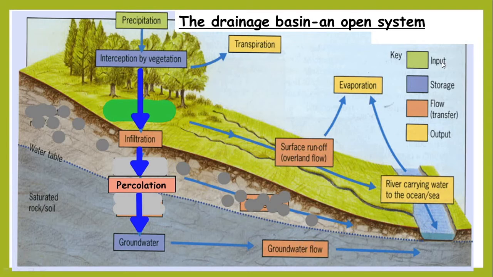Just like they've done here with this key, colour code your inputs, outputs, storage and flows as best you can, either with coloured pencils or with highlighters, entirely your choice. But make your own version of this diagram in your books now, please. So pause and crack on with that now.